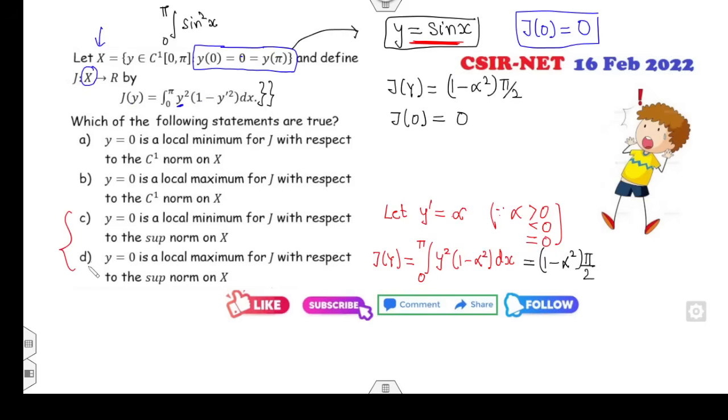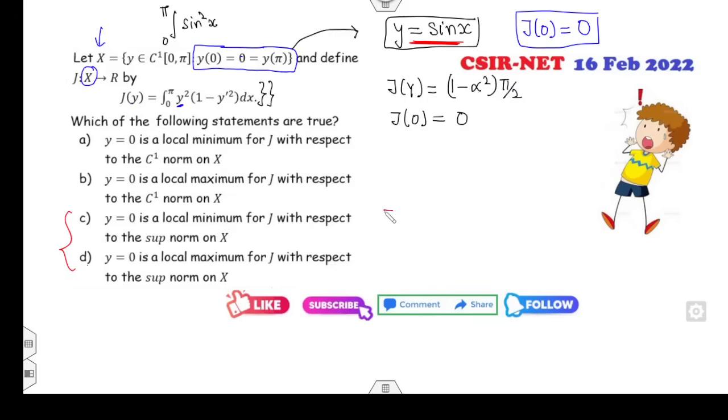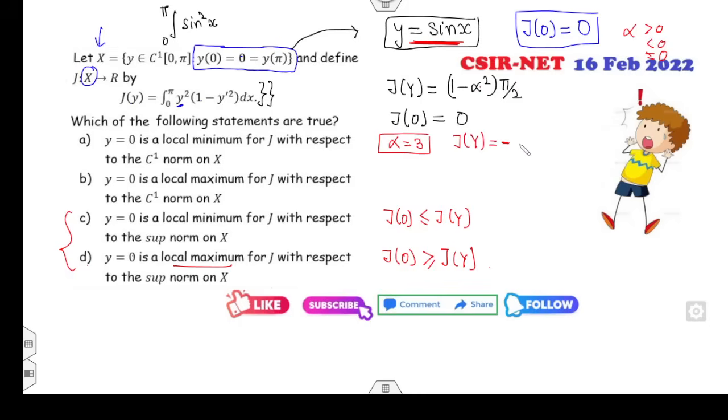अब चलते हैं पहले इन दो ऑप्शंस के ऊपर. y of 0 is the local minimum. फाइन. लोकल मिनिमम का मतलब क्या है कि आपका j of 0 का आंसर ये होना चाहिए. फाइन. And y of 0 is the local maximum, मतलब j of 0 मैक्सिमम होना चाहिए, तो इसकी तरफ ये होना चाहिए. फाइन. यही तो कहा है. अब आप ऑप्शन देख लेते हैं. Alpha can be any number. Alpha can be greater than 0, less than 0, and equal to 0. Let's choose alpha is equal to 3. अल्फा पॉजिटिव ले लो, greater than 0, 3 ले लिया, तो j of y क्या होगा आपका? It's my negative. Fine. That number is less than j of 0, तो इसका मतलब ये आपका D ऑप्शन कैंसिल हो गया. Fine.